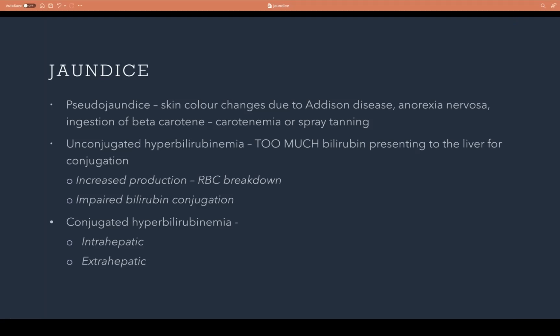And this is really due to beta carotene, which can be found in lots of different types of vegetables, especially carrots, sweet potatoes, leafy vegetables. And patients consuming a large amount of this can actually have an overload of beta carotene.